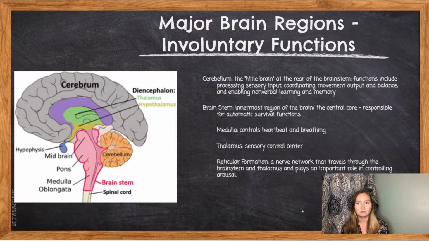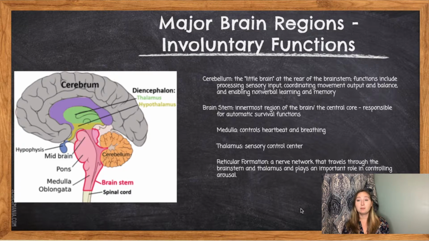If you've ever learned how to ride a bike, you get back on a bike and you know how to continue doing it, right? So that's your cerebellum. That's the part of the brain that would process that system. The brainstem is the innermost region of the brain. It's the core of the brain. It is responsible for your automatic survival functions.